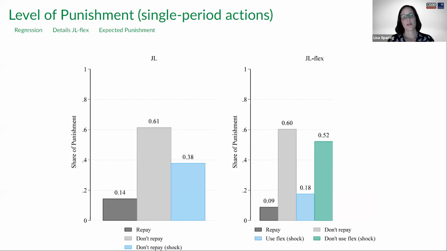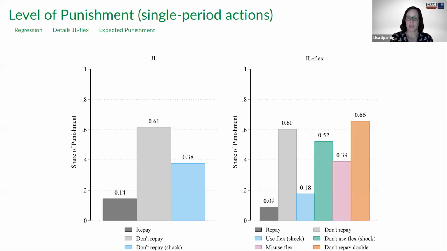Not only can you use flexibility to cope with the shock, but you could also just misuse it and use it to increase your consumption. And again, we have two different scenarios here. The first one is you misuse flexibility. So you use flexibility without an income shock, and that's punished less than defaulting. But if you then go on and default on this double repayment, that's punished the most harshly. But it's not that different from the punishment that you would face when you don't repay a single installment.